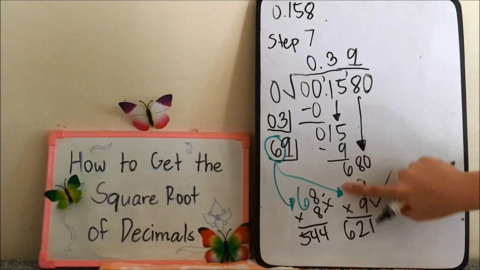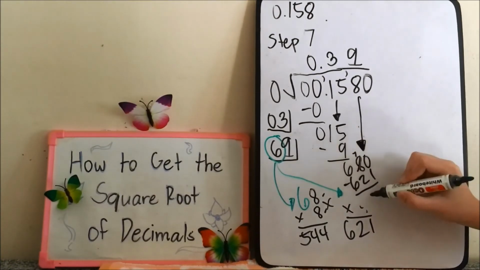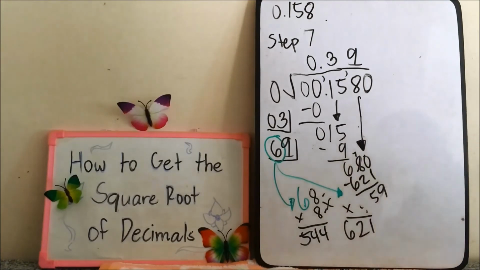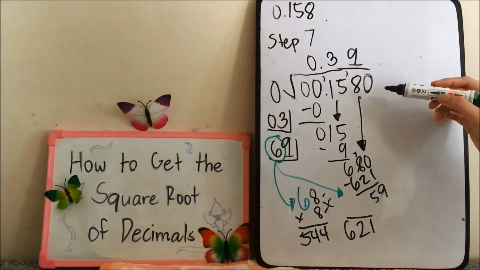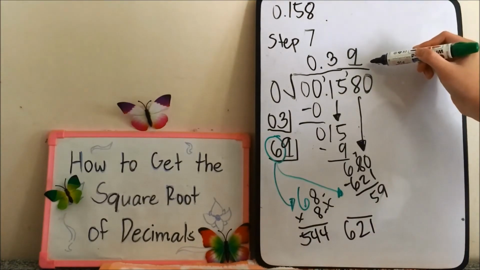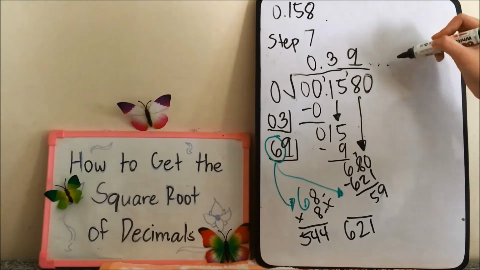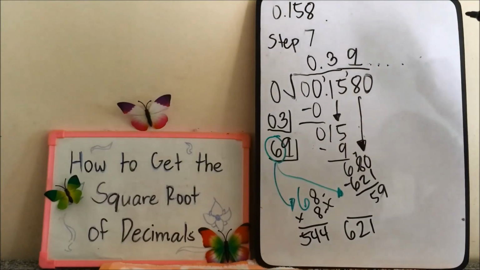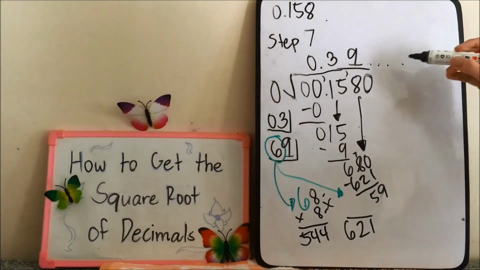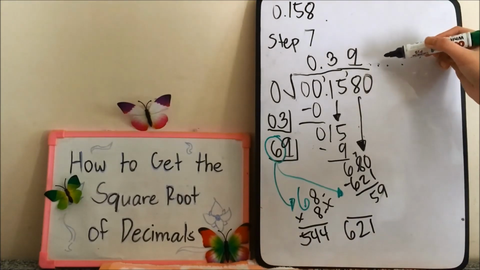Now let's try to clear up space. So we have a remainder of 59. 0.39 is an imperfect square. So you can choose to continue this or not, since the square root of an imperfect square goes up to infinity. So there are still a lot more digits for that. But as for me, I will be rounding this off here because I cannot solve up to infinity.